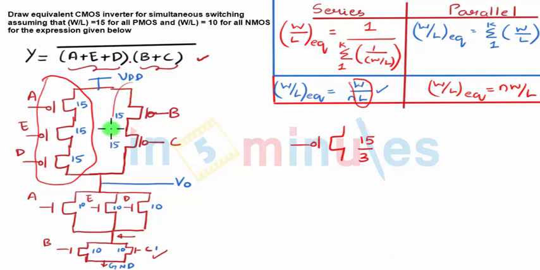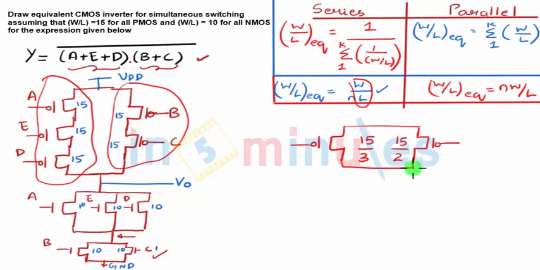Now let's go to this. This is nothing but two transistors in series where both have W by L as 15. So this is nothing but W by L 15 divided by the number of transistors, which is 2. So this is equivalent to 15 by 2. Thus completes my pull up.